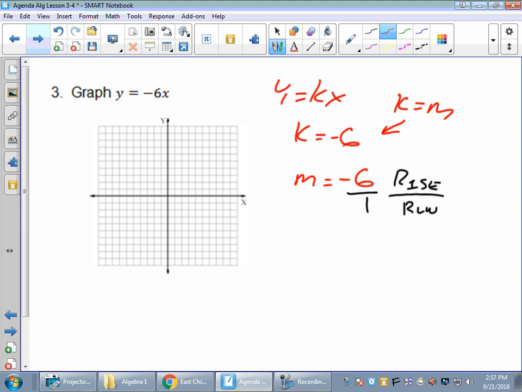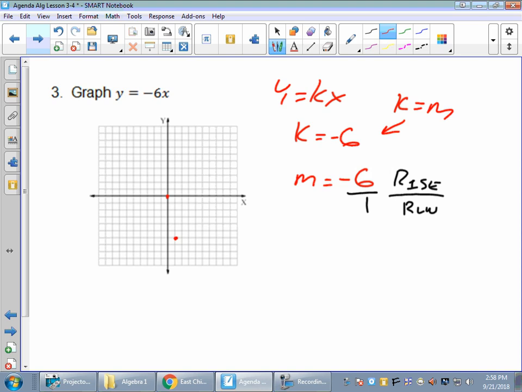We can start at the origin. Okay, so starting at the origin, my rise tells me to go down 6, and then my run tells me to go to the right 1. So when I plot this point, starting at the origin, I'm going to go down 6 spots, 1, 2, 3, 4, 5, 6, and then over 1 to the right, because right is positive.